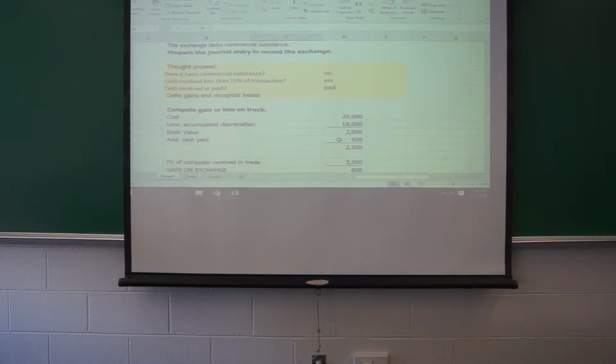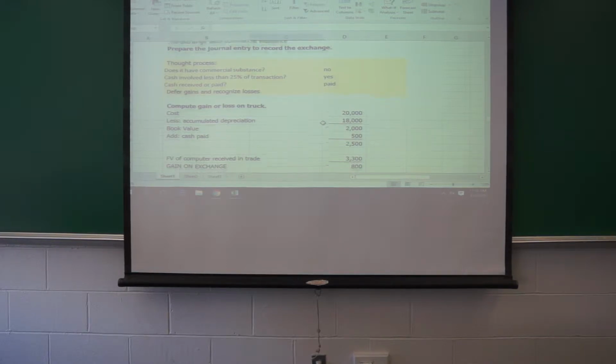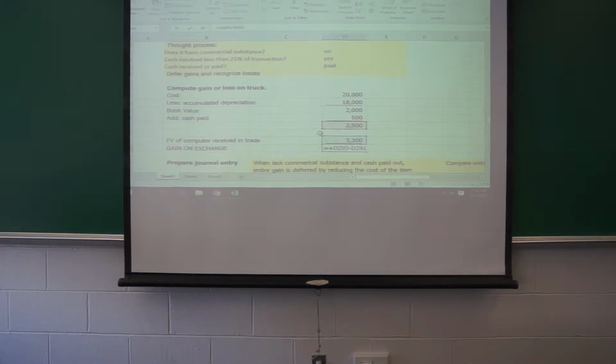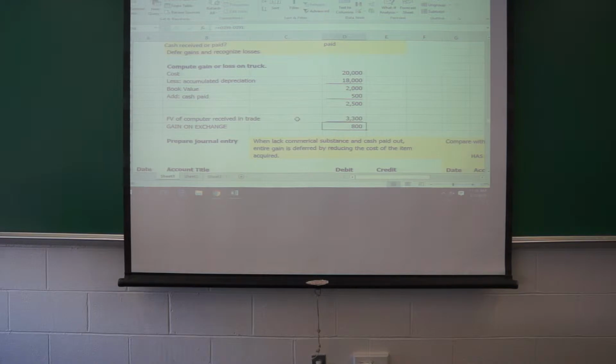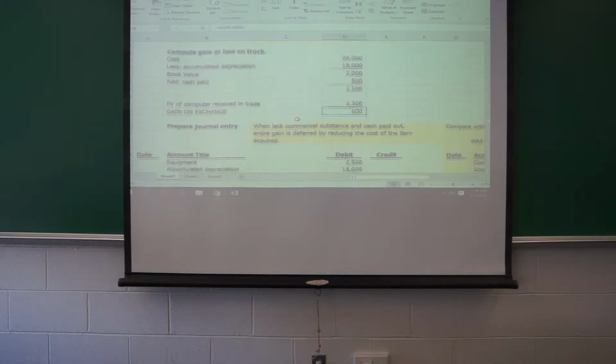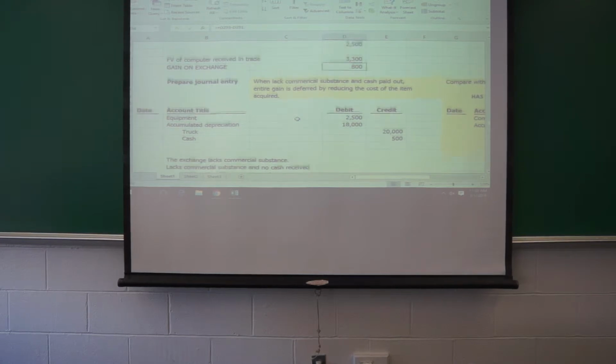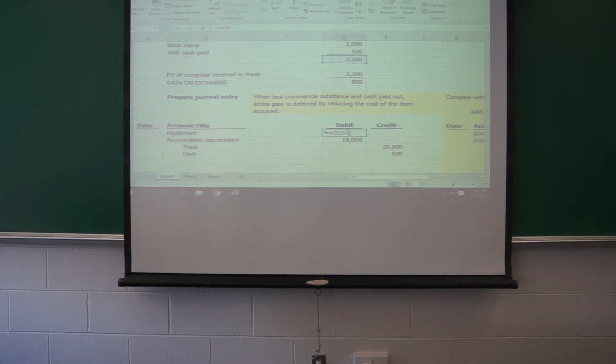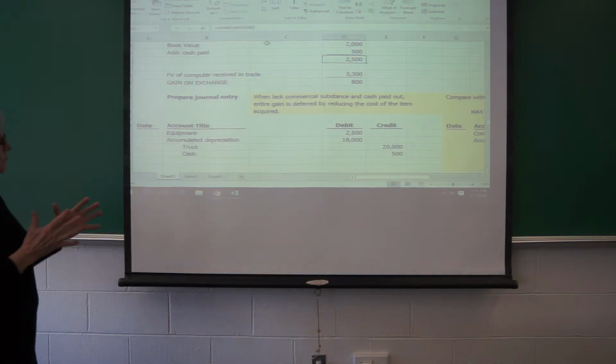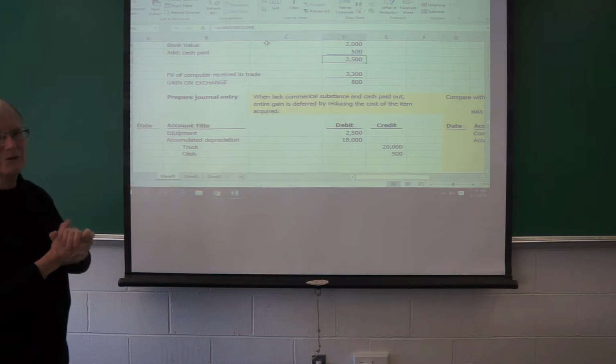So we still compute the gain on the exchange. That's still going to remain at the 800. But when we prepare the journal entry, that entire gain is going to be deferred. And how do we do that? We simply bring the equipment on at the 2,500 that we paid, the book value plus the 500 we paid.